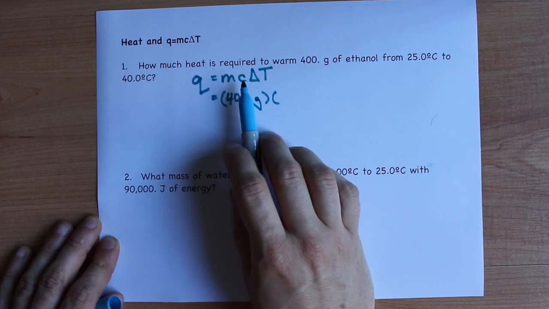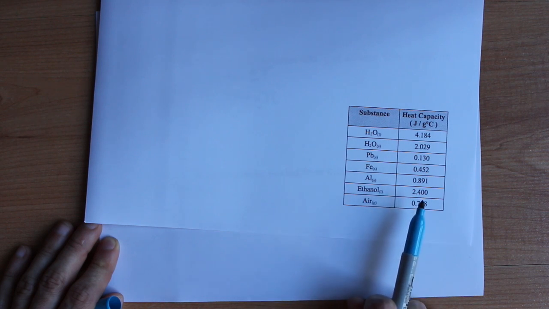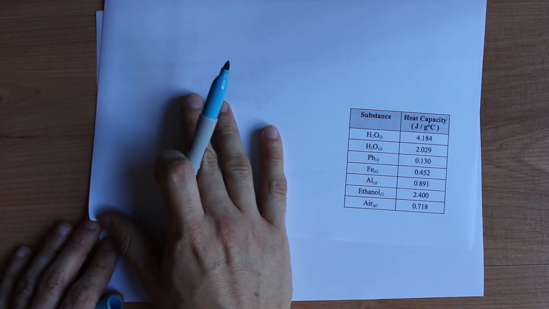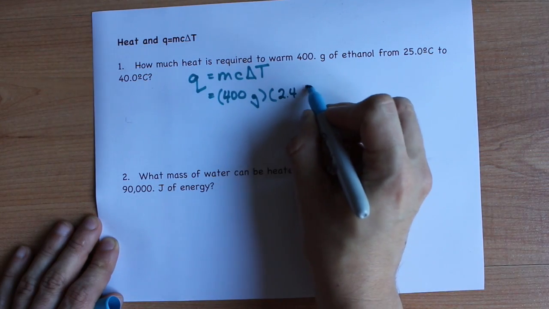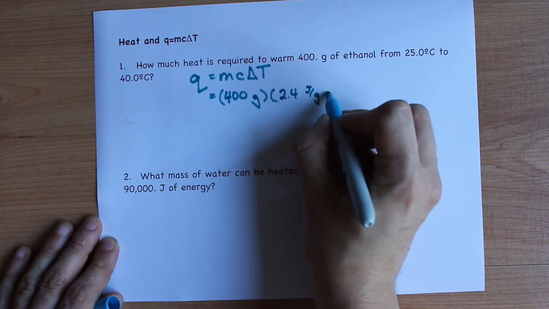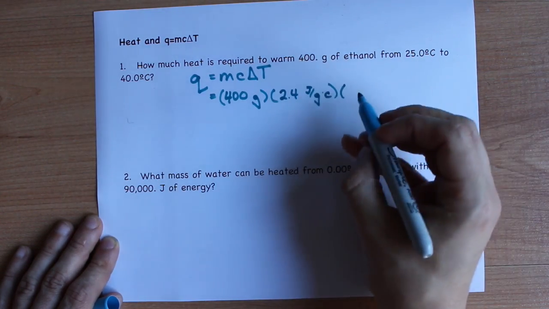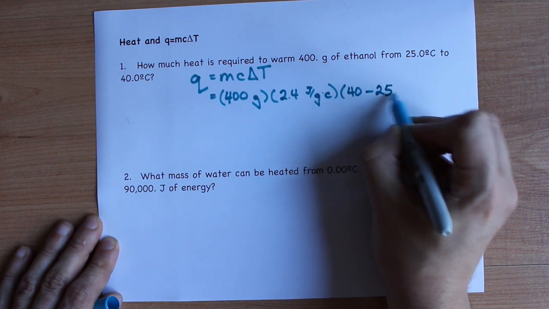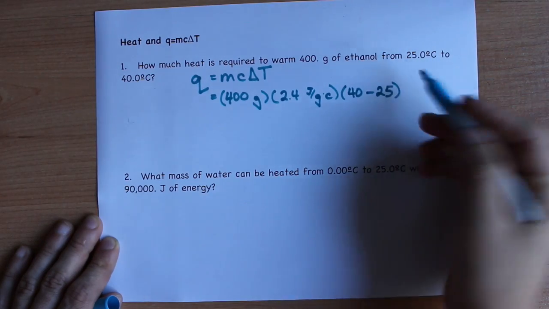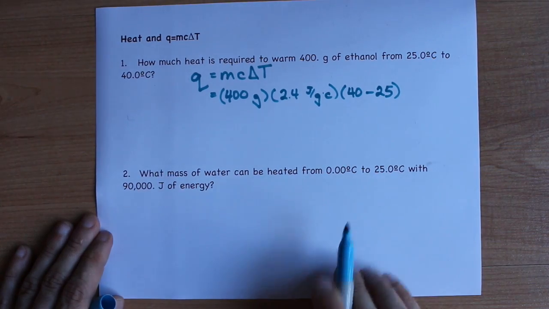C is the specific heat capacity, which you'll probably be given unless they're asking you to calculate it. For ethanol, it is 2.4 joules per gram degree Celsius. And delta T is the increase in temperature. Delta T is always going to be your final temperature minus your initial temperature. Here, you can do it in your head. You may want to use a calculator if your numbers are more complicated on the test.